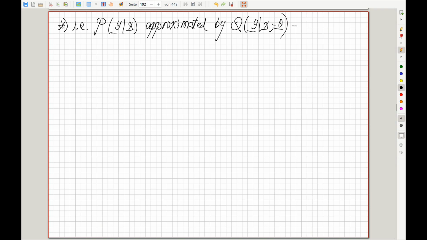We have the same formula as previously. We have the product over all the classes. But instead of the probability value pi, which we don't know, we just write the ith output of our neural network, f_i of x and parameter theta, to the power of yi.